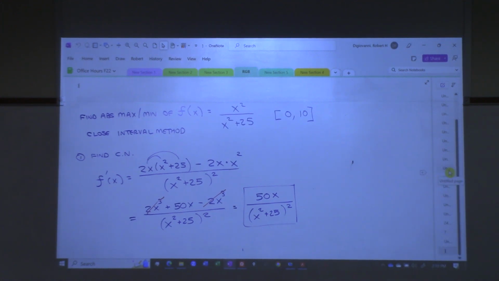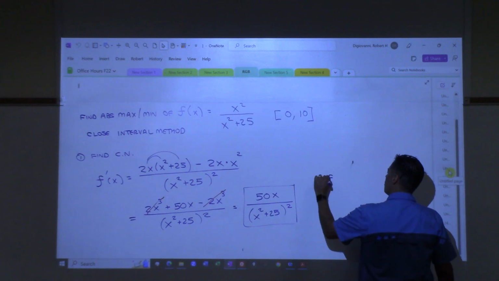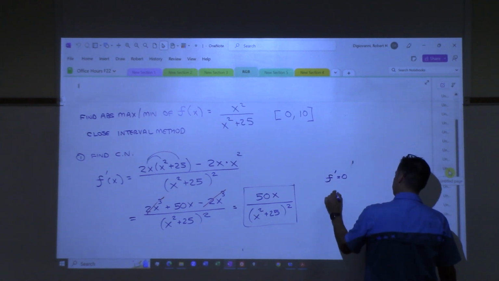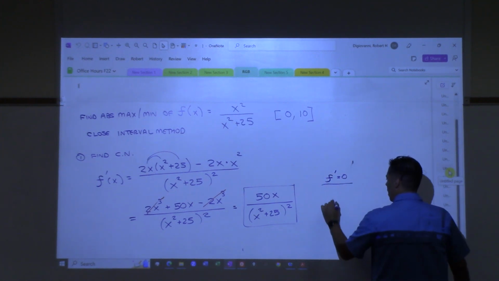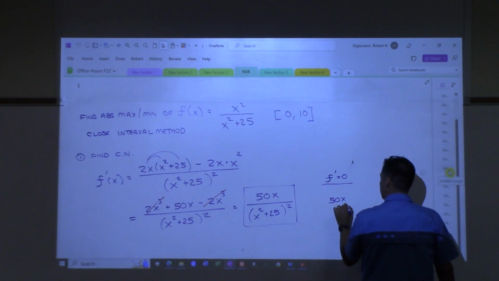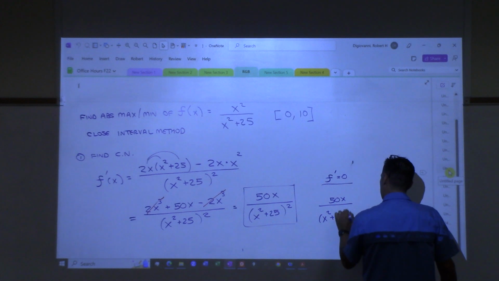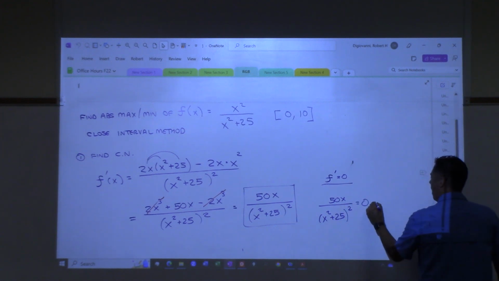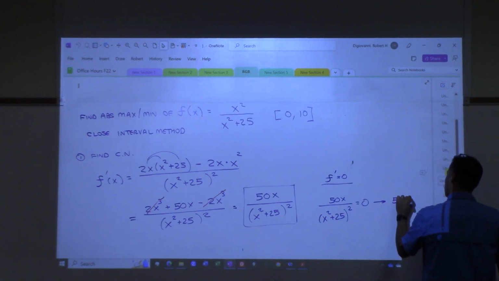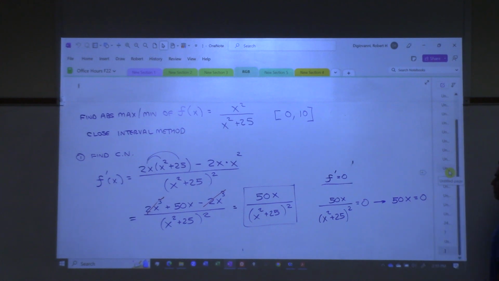Now I'd like to figure out where that's 0. So where's that derivative equal to 0? Take it and set it equal to 0. And what did I just tell you about fractions being equal to 0? You only have to worry about the top. So this just becomes 50x equals 0, and that means x is 0.